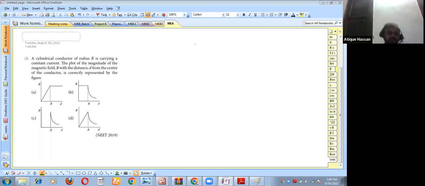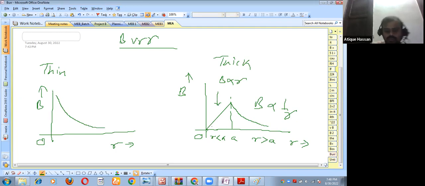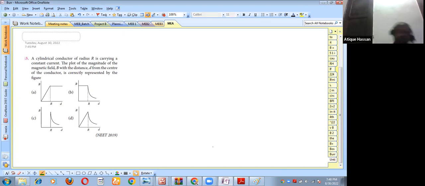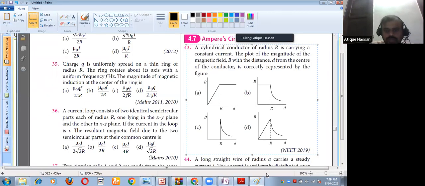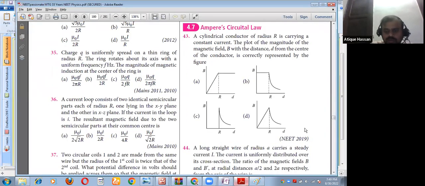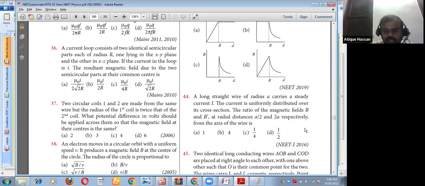Very good. It is the same diagram which we have studied before. A cylindrical wire is also a thick wire, so inside we will have the magnetic field. So the correct answer is D. This was a question based on Ampere's circuital law. Such questions are very frequently asked.